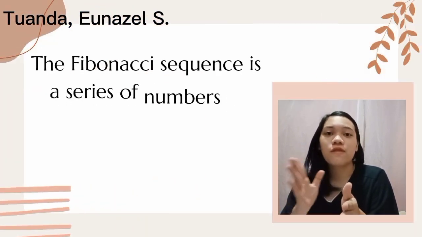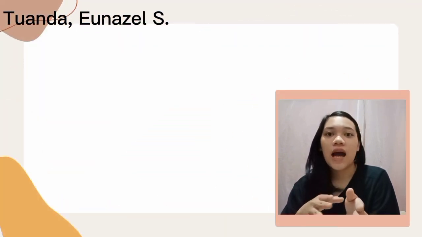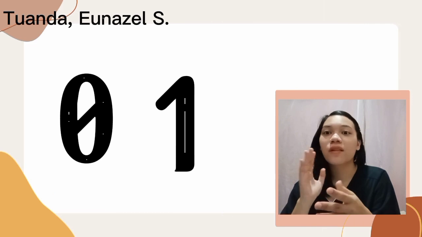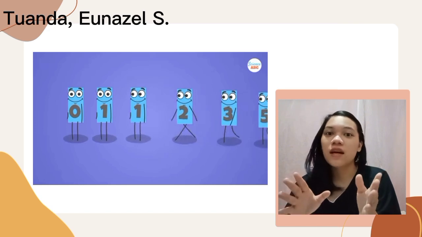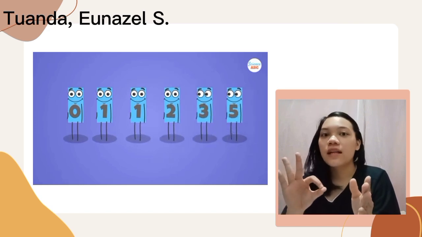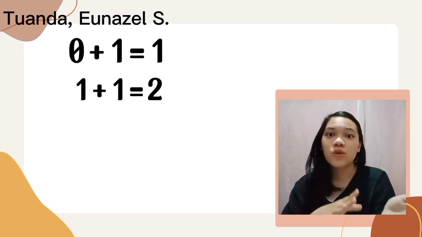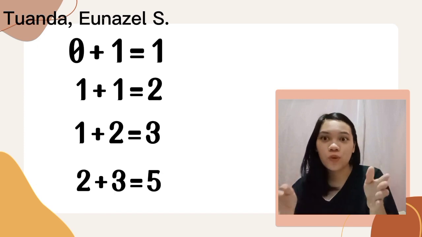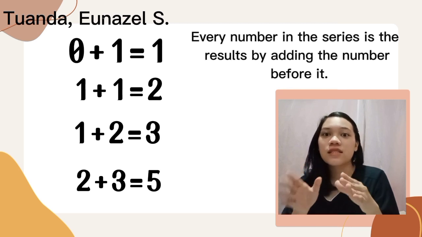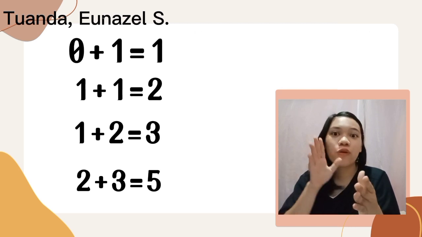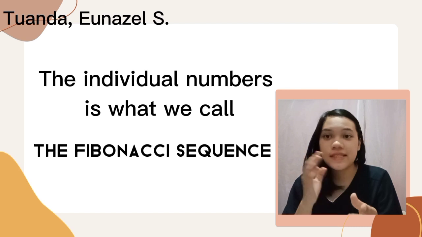Fibonacci sequence is a series of numbers in which each number is the sum of the two that precede it. Starting at 0 and 1, the sequence will look like this: 0, followed by 1, then 1, then 2, then 3, and then 5, and so on. Because 0 plus 1 is 1, 1 plus 1 is 2, 1 plus 2 is 3, and 2 plus 3 is 5. So basically, if you observe carefully, every number in the series is the result of adding the numbers before it. The individual numbers are referred to as the Fibonacci sequence.